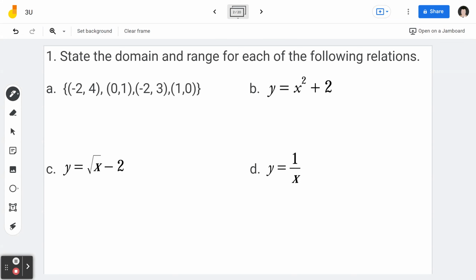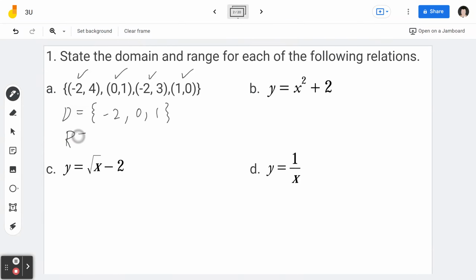In the first case, you're given the following: negative 2, 4, 0, 1, negative 2, 3, and 1, 0. And of course, if you think about the domain, you can list all the x values. So if you look at this carefully, there's negative 2, 0, negative 2, and 1. So the possible x values are negative 2, 0, and 1. Notice we don't need to write negative 2 twice. Domain means what are the possible x values. It doesn't mean what are all the x values.